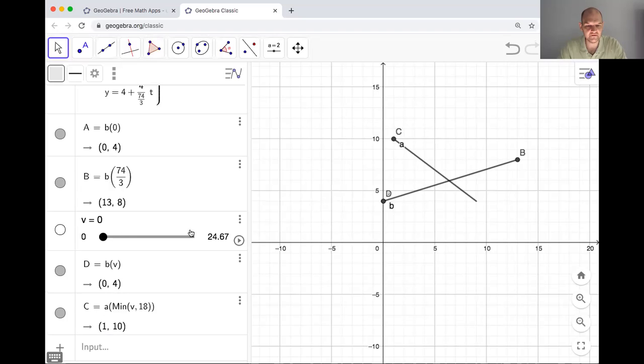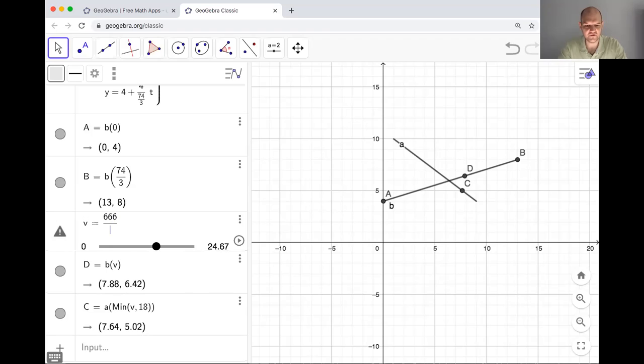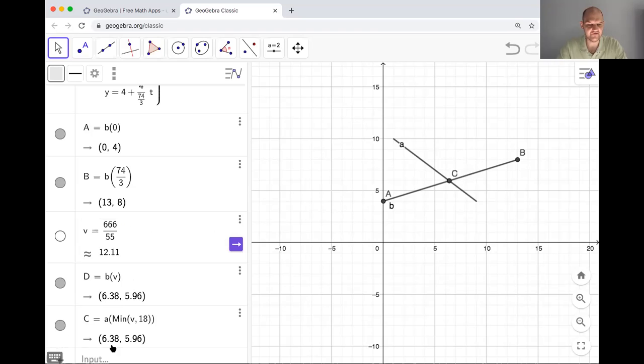Let's go, right? So here, you can see they look like they're on track. Boom, they get there at the same basic time. Let me click here and type in 666 over 55, because that's when they get there. And you can see they have the exact same coordinates at that time. So we totally did it. All right.